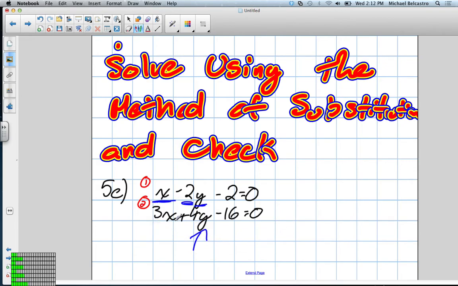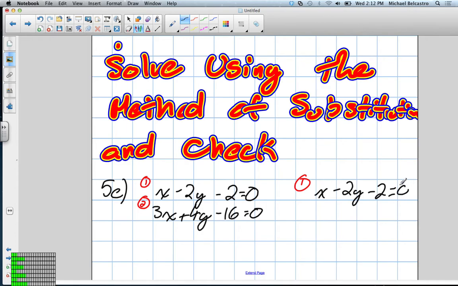But the first variable, x, has a 1 in front of it, or essentially it's just x by itself. So it'll be easiest if I take the first equation and set it equal to just x. That will be the least amount of work for myself. So I'm going to take equation 1. X minus 2y minus 2 equals 0.